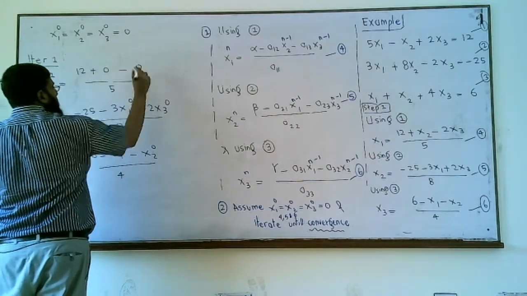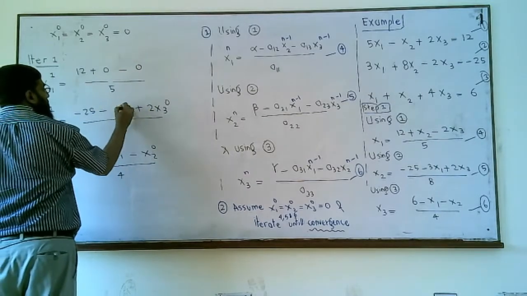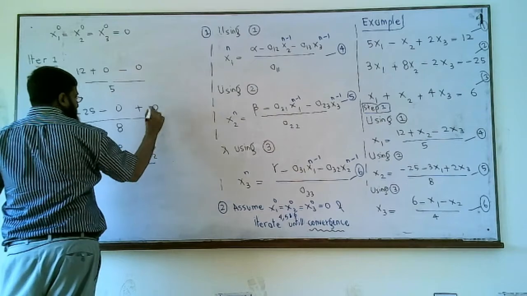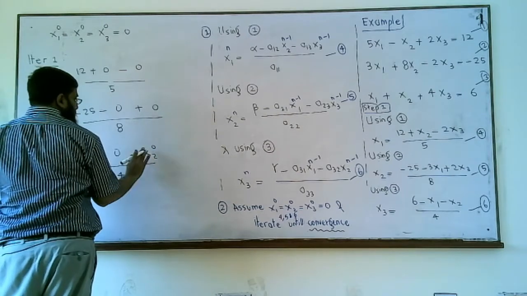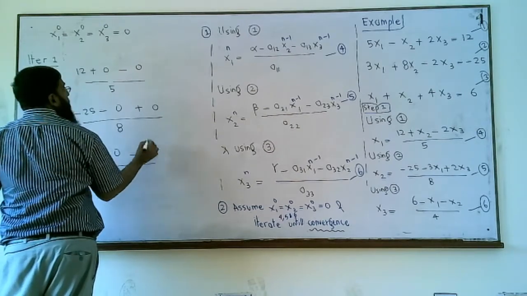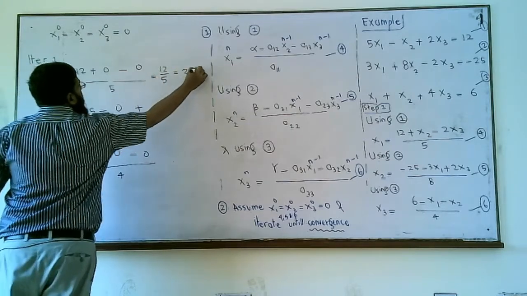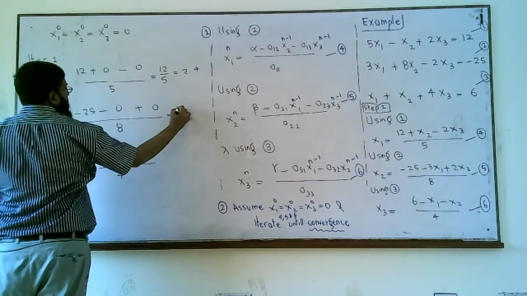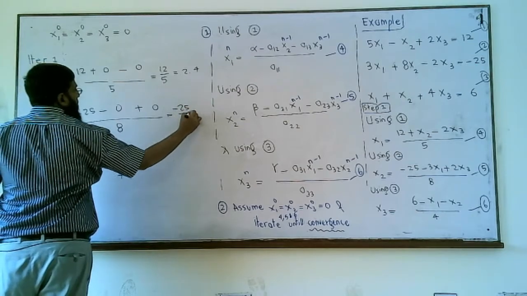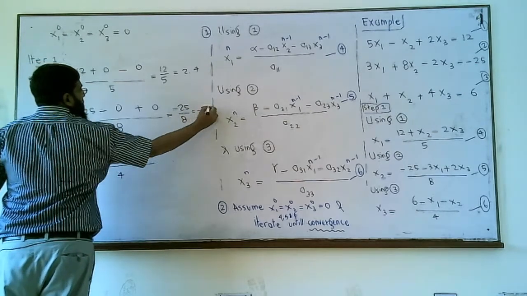2 times 0 is a 0. 3 times 0 is a 0. So this comes out to be 12 over 5, which is 2.4. 5 2s are 10. 5 4s are 20. And this is minus 25 by 8, which is minus 3.125.